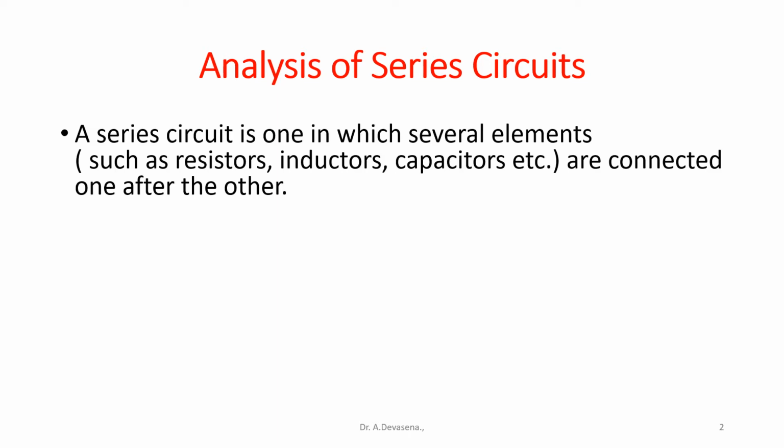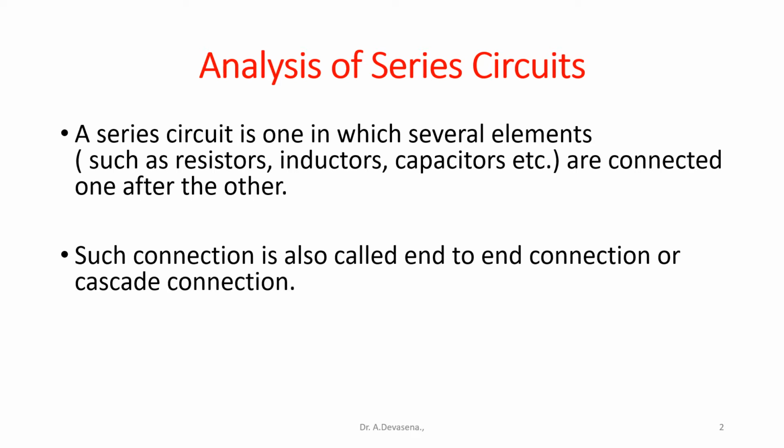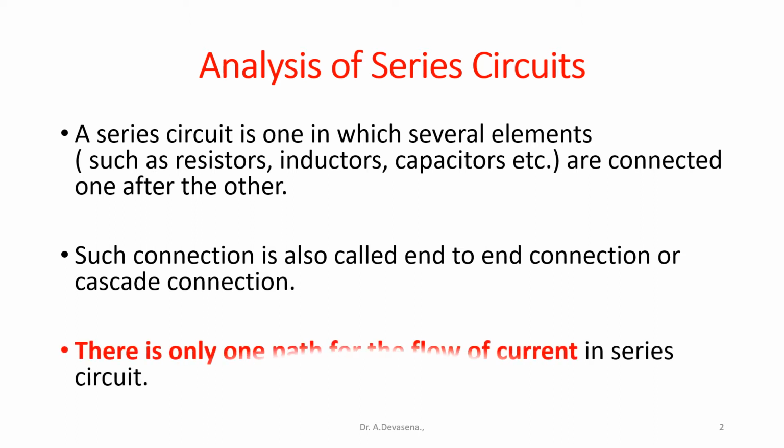A series circuit is one in which several elements such as resistors, inductors, capacitors, etc. are connected one after the other. Such connection is also called end-to-end connection or cascade connection. There is only one path for the flow of current in series circuit.